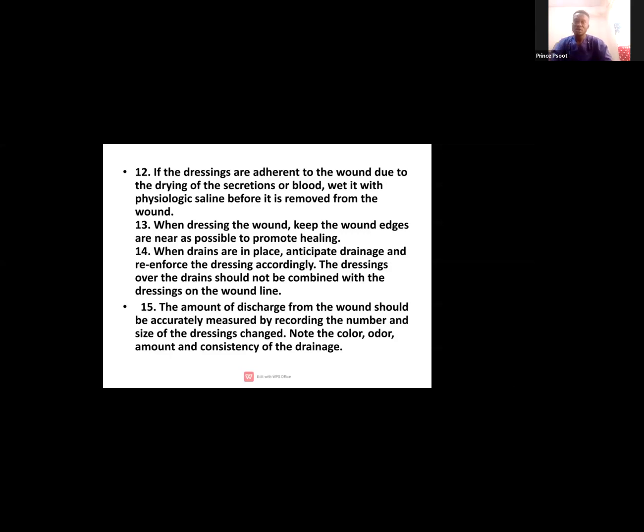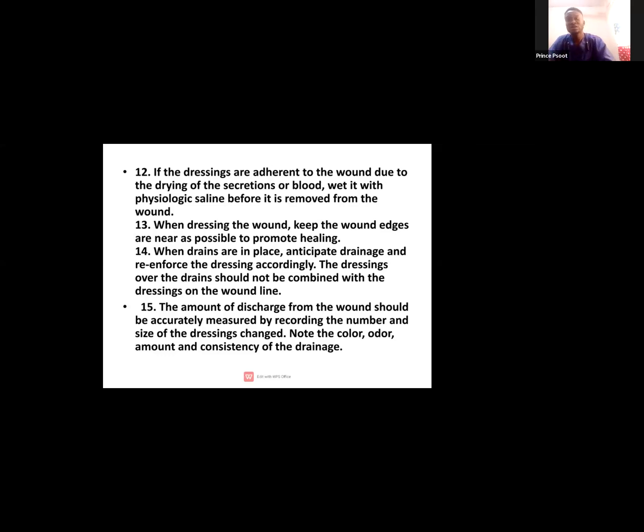Then when dressing the wound, you keep the wound edges as near as possible to promote healing. Let's say there's a cut. That is why most times the wounds are sutured to bring the edges together. So you keep the wound edges as near together as possible to promote what? Wound healing.